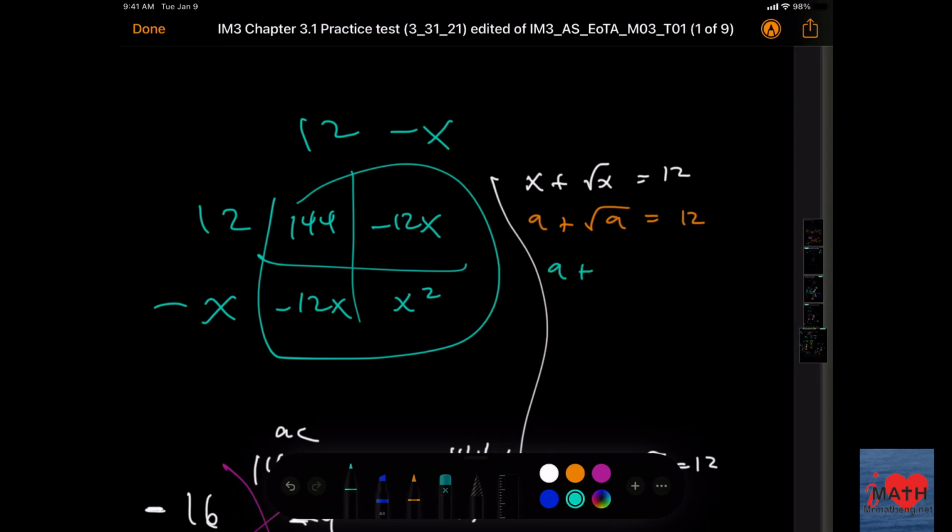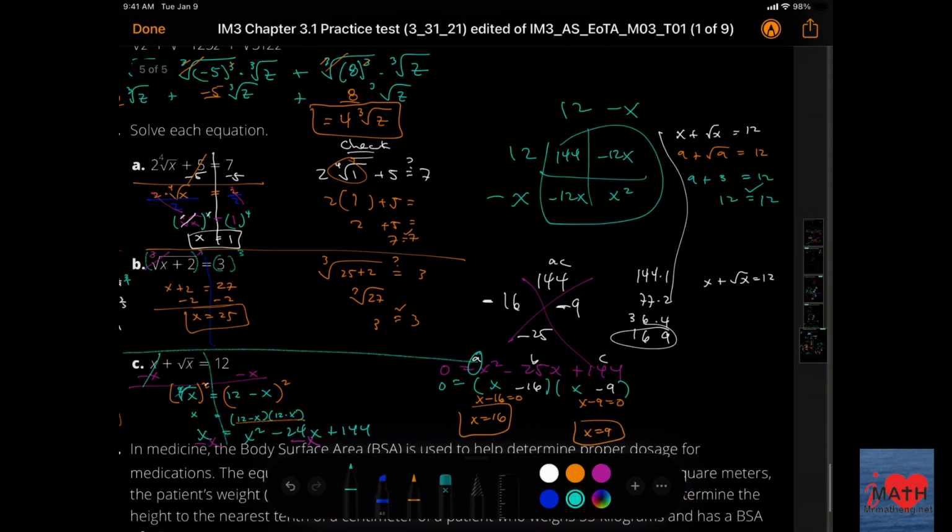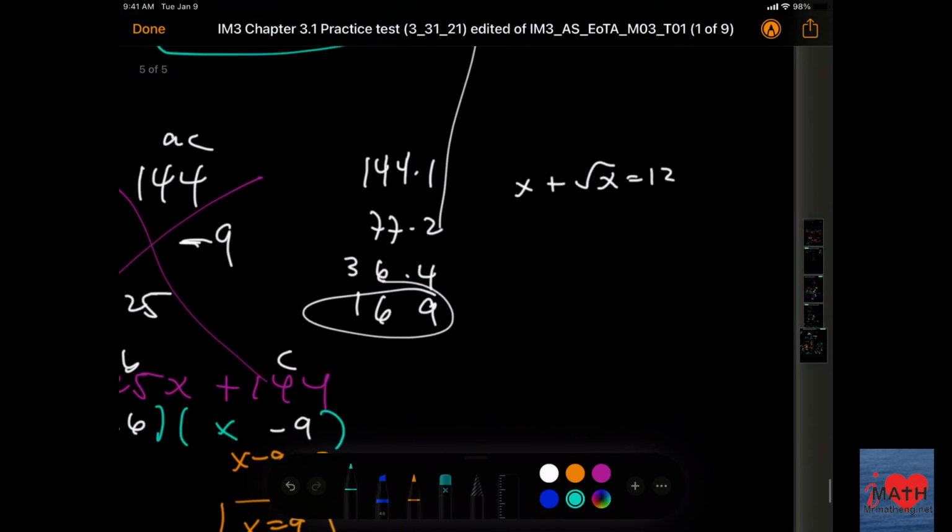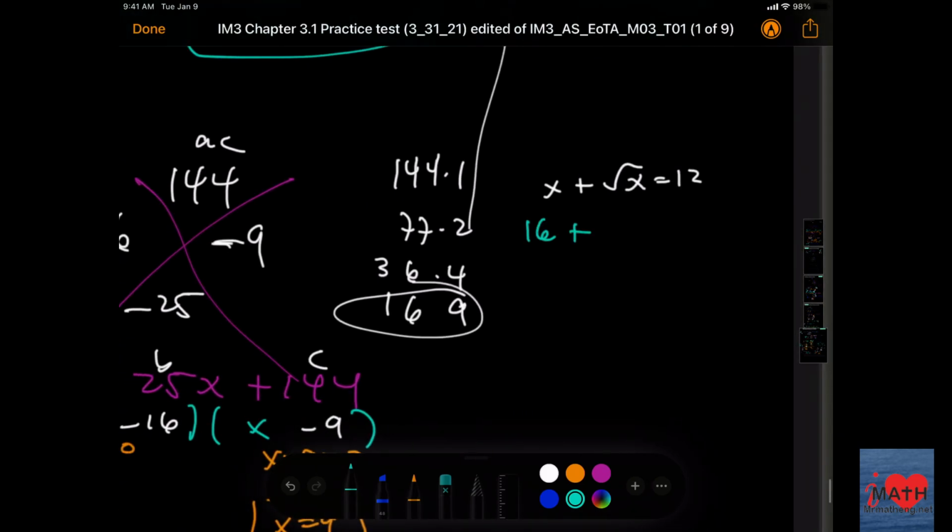Nine plus square root of 9 is 3, and 12 equals 12. Does that work? Yeah, that works. All right, let's try 16. 16 plus square root of 16 equals 12. 16 plus square root of 16 is 4. Uh-oh, 20 equals 12. Uh-oh, no.